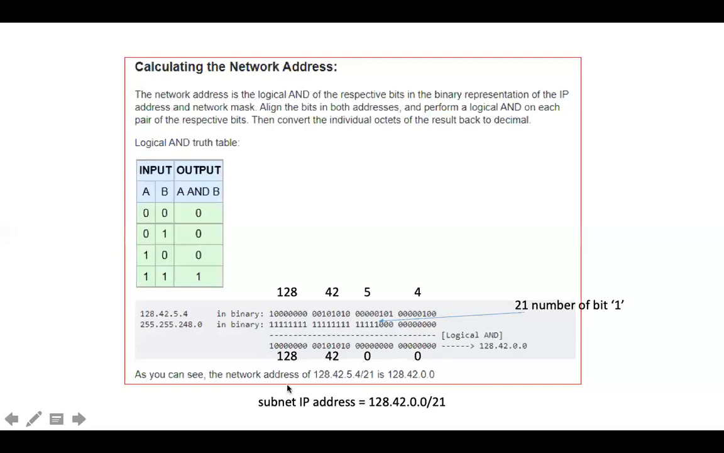So the network address of IP address 128.42.5.4/21 is 128.42.0.0, and you need to add the /21.